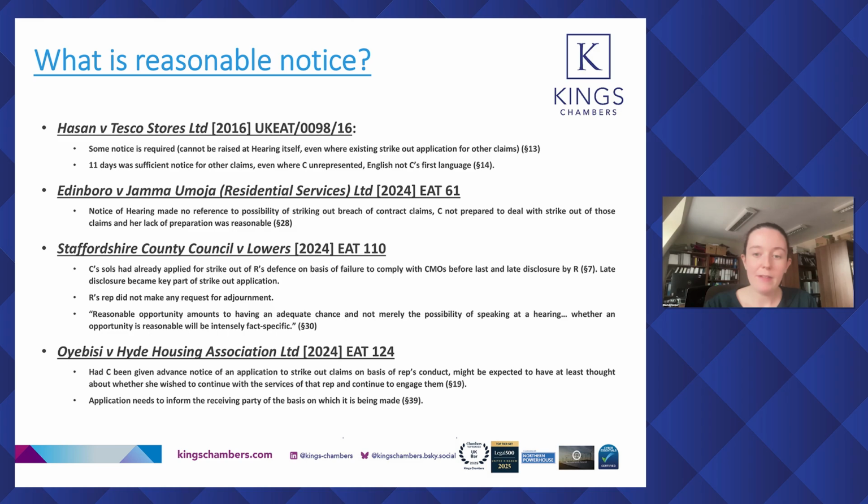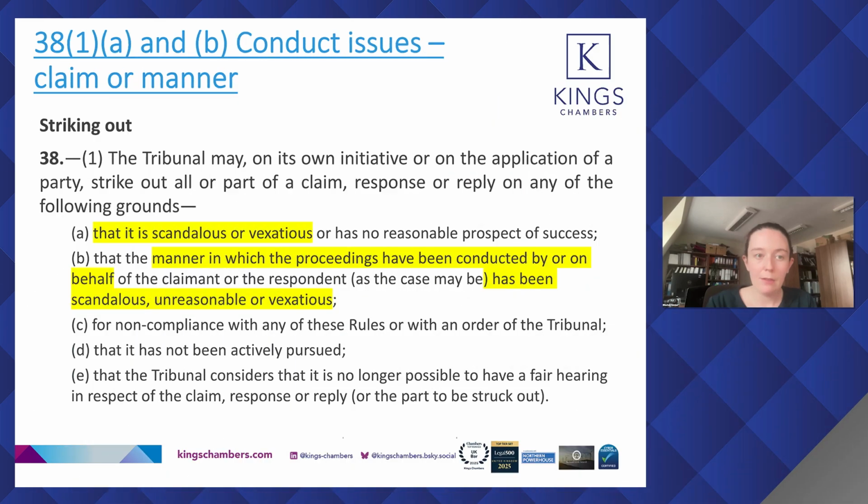So turning now to those 5 different bases on which claims can be struck out. These I know will be familiar to many of you. The first that we're going to consider is the conduct issue. I'm going to come back to the second half of 38(1)(a), reasonable prospects of success, later on, because I think that is of a slightly different nature, a slightly different character than the rest of 38(1)(a) and (b), which come down to either the claim itself being scandalous or vexatious, or as we more commonly see, the notion that the manner in which proceedings have been conducted by or on behalf of, typically, to be honest, the claimant. Although as we've seen in that previous case, sometimes the respondent's representative has been scandalous, unreasonable, or vexatious.